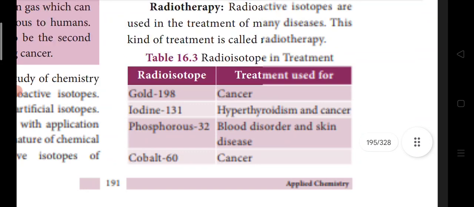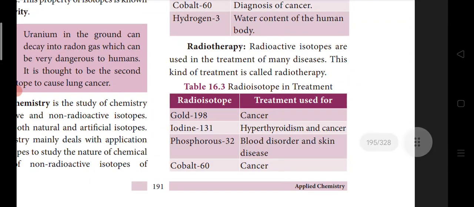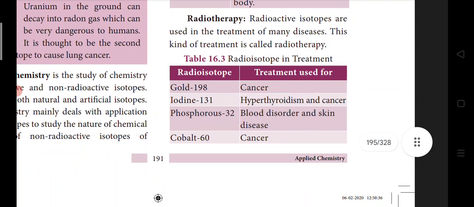So this is all about all the important uses of radiochemistry. So the major use is in the medical field. It is useful in curing so many diseases.